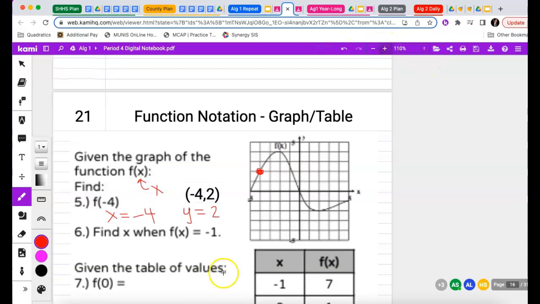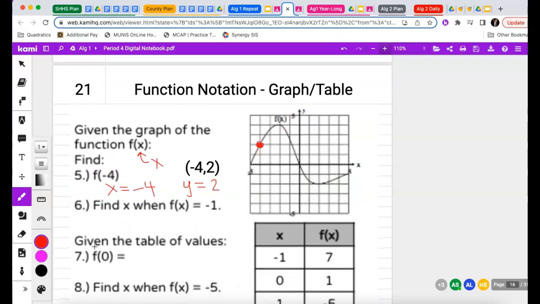So let's go ahead and use the graph to find x when f of x is equal to -1. So we don't know what x is equal to. We're going to figure that out. And we know that y is equal to -1. So we're going to go over to the graph. I'm going to go down to y equals -1. And I'm going to find this is where my graph touches -1. And this is where my graph touches -1.